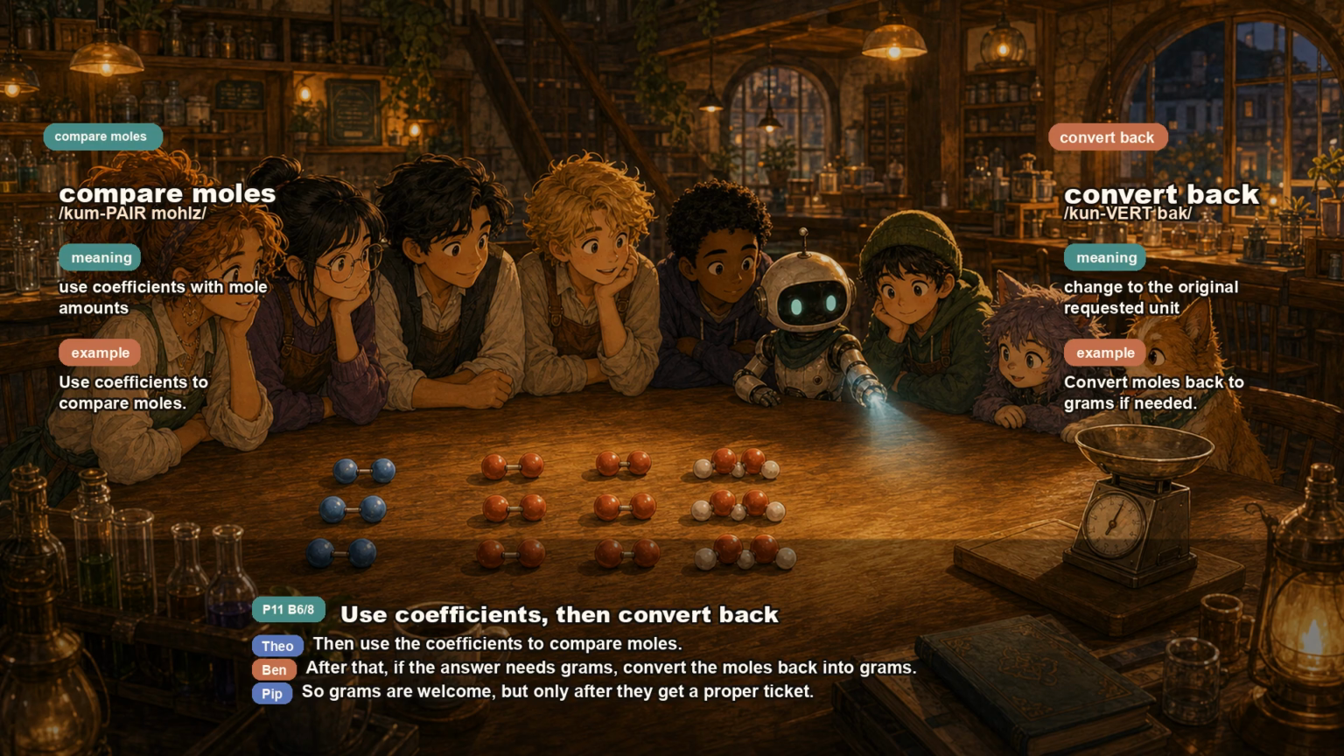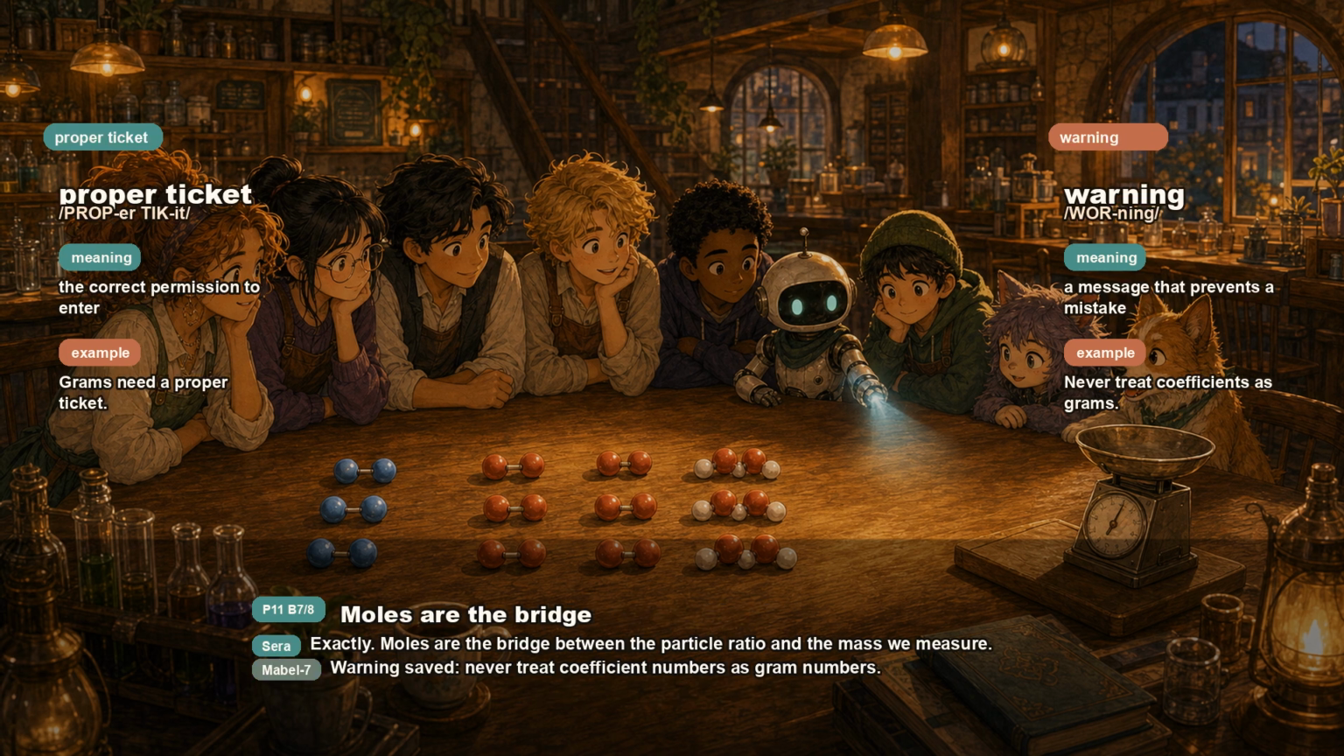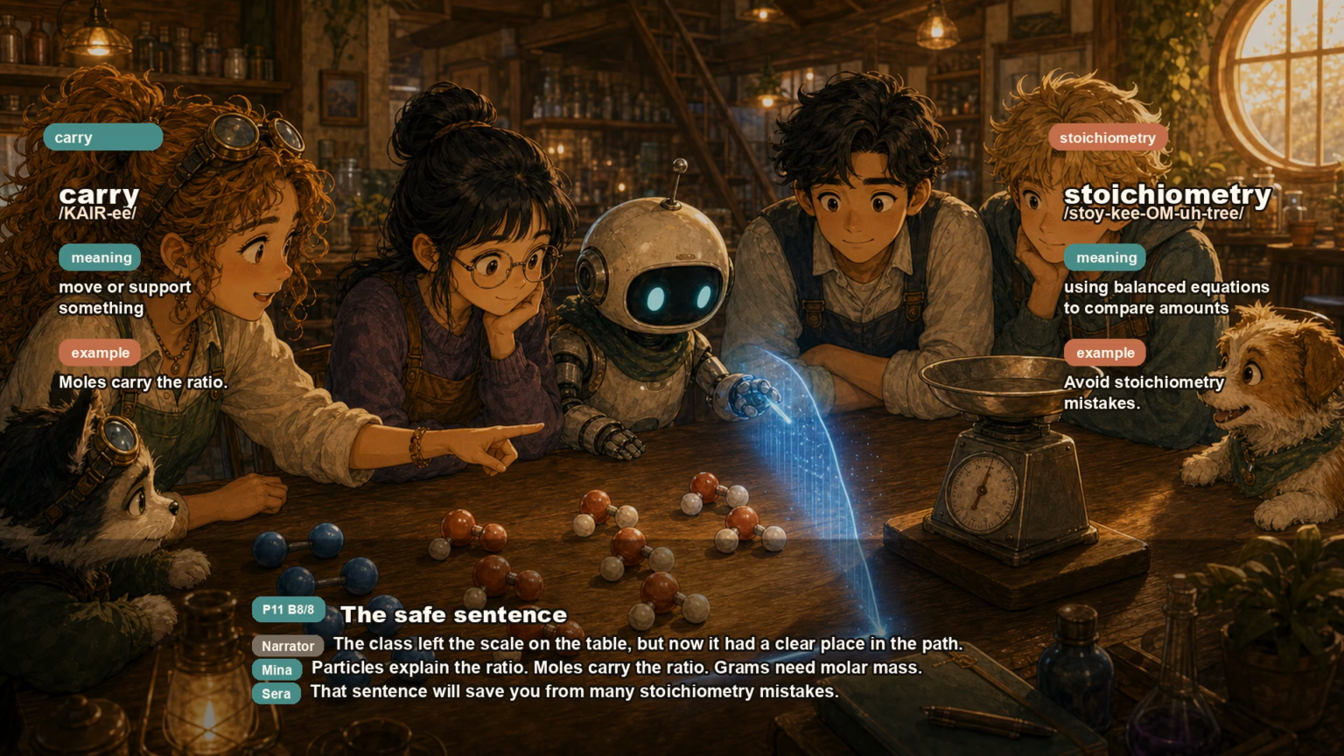So grams are welcome, but only after they get a proper ticket. Exactly, moles are the bridge between the particle ratio and the mass we measure. Warning saved. Never treat coefficient numbers as gram numbers. The class left the scale on the table, but now it had a clear place in the path. Particles explain the ratio. Moles carry the ratio. Grams need molar mass. That sentence will save you from many stoichiometry mistakes.